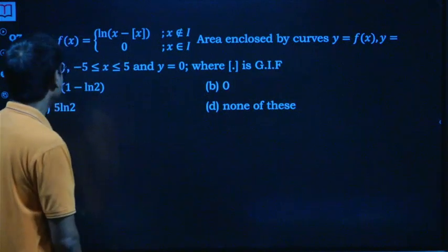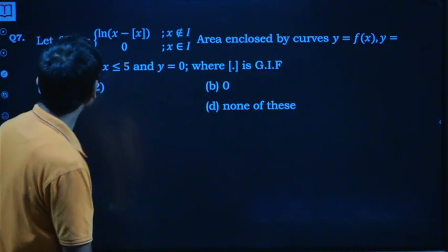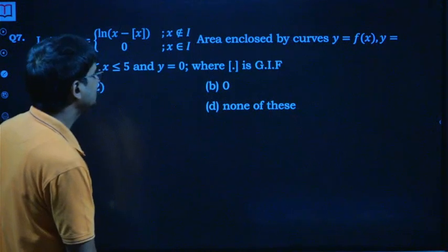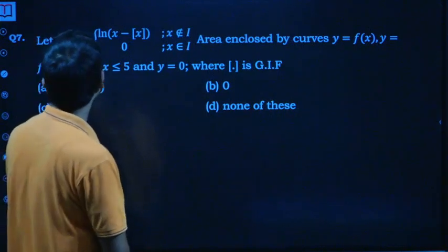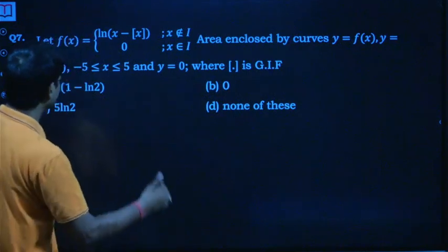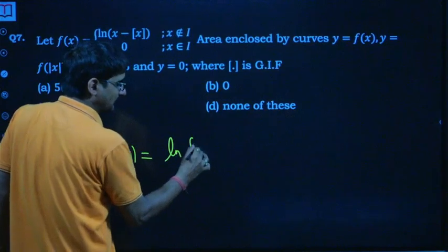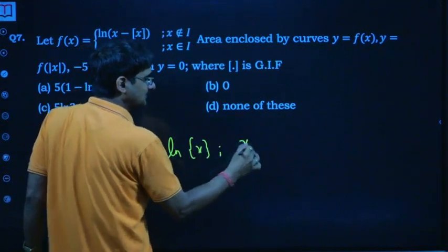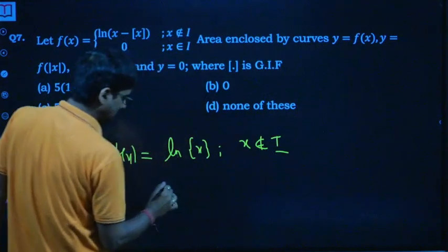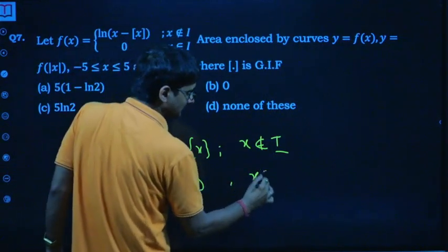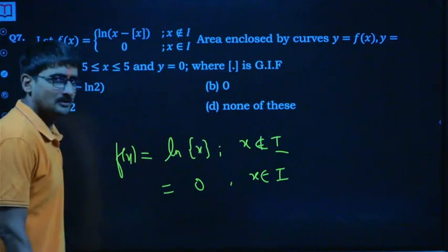Now that's another question. Let f(x) be x minus greatest integer of x when x is not an integer. Area enclosed by curve y is equal to f(x), y is equal to f(mod x), x goes between -5 to 5. See, what is f(x)? f(x) is nothing but the fractional part of x. I think all of you will agree, bachcho. And this is 0 when x is an integer.